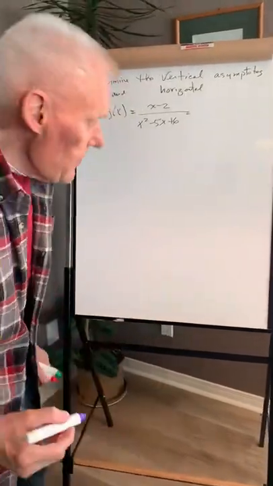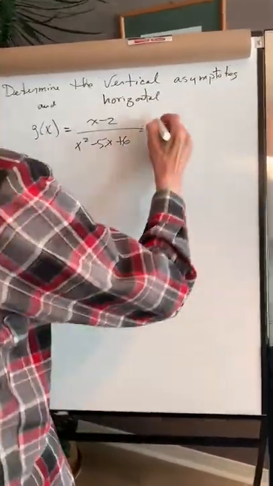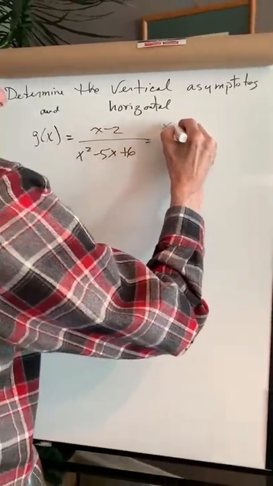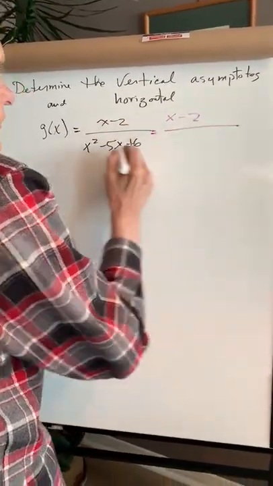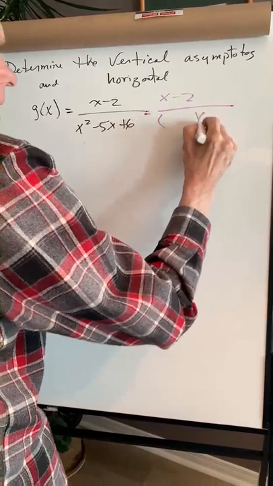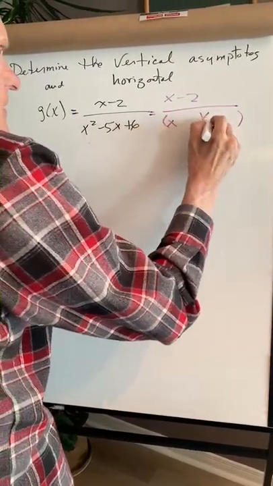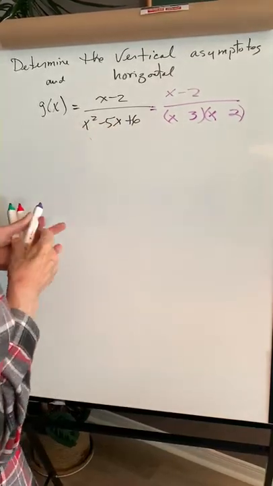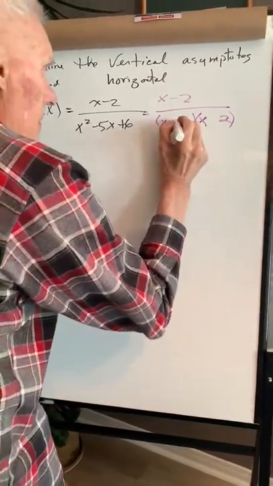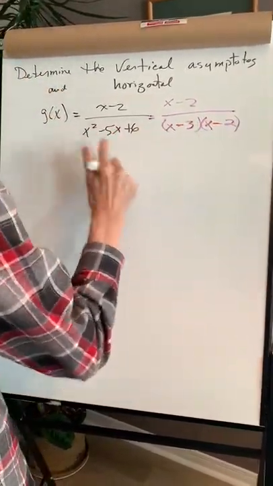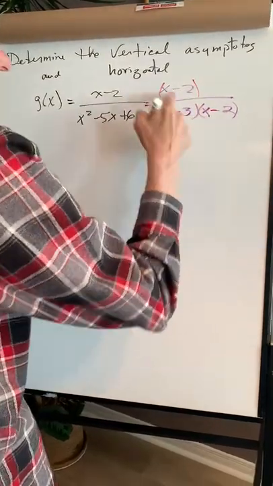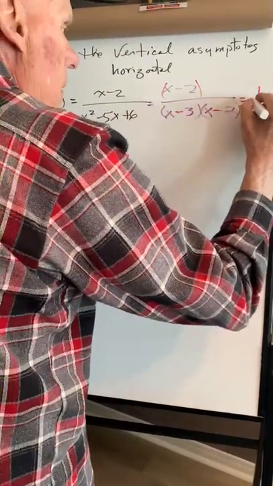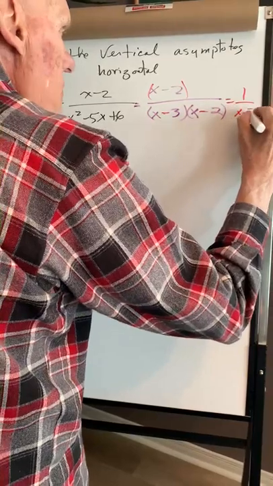Okay, let's sketch this curve. Here we have x minus 2 all over... Factor this. x times x is x squared. 3 times 2 is 6. But they both have to be negative to make this negative 5. And that cancels that, and I'm left with 1 over x minus 3.